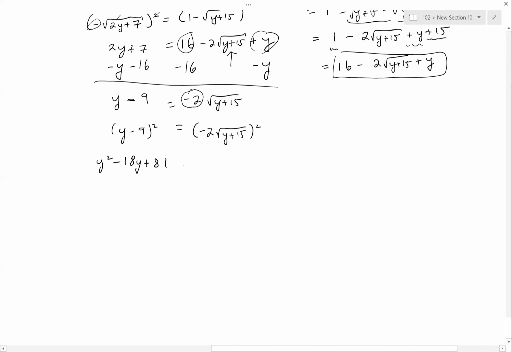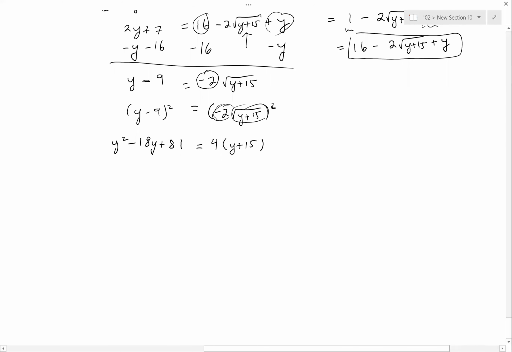On the right-hand side, remember we square the coefficient and the radical separately. So if I square the -2, I'll end up with a +4. If I square the square root of y plus 15, I'll end up with y plus 15. Now I'm going to distribute that 4 in.